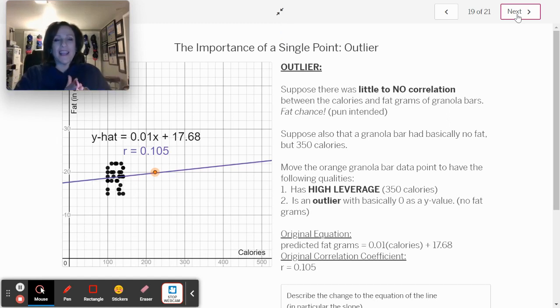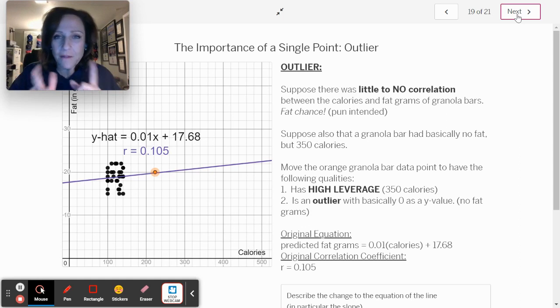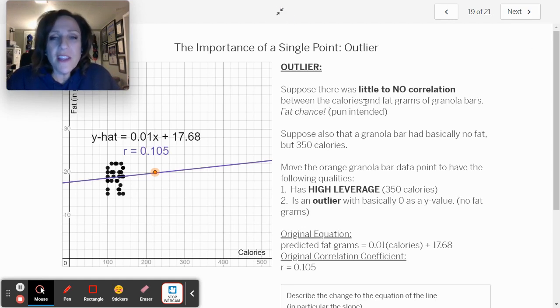Now, we've done the same kind of thing over and over again. We've really infused outlier vocabulary, leverage vocabulary, and what was the other one? Influential point. Okay, but this is a real interesting one. I like this one. So here's another unusual situation. Now look at this equation. We've got something very different than we've seen before. We actually have one that has little to no correlation.